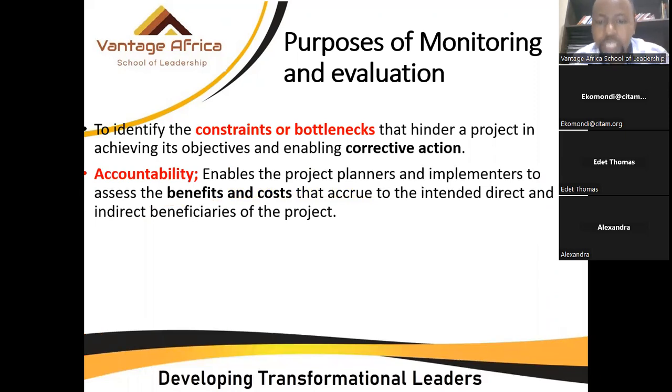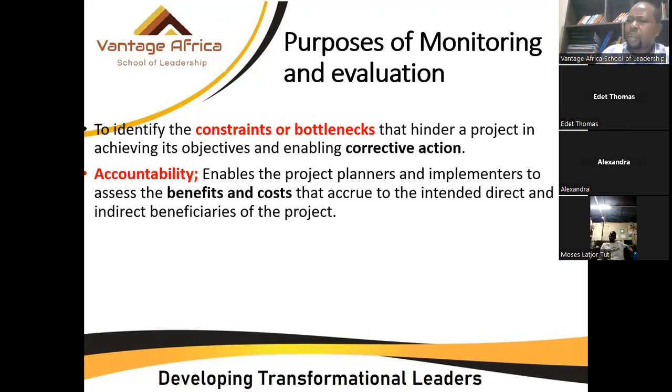Number two, M&E enables project planners and implementers to assess the benefits and costs that accrue to the intended direct and indirect beneficiaries of the project. And that is in terms of accountability. When we implement a project, we are likely to just give the positive side. We are likely to say, remember the tank that I gave an example with? This tank is amazing. Communities can now have the water. But do we really know the extent to which the community is benefiting?